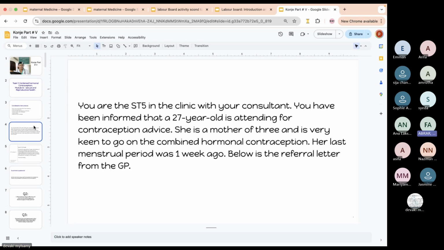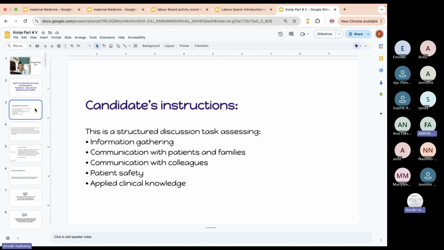Hello, I'm Fakia, one of the doctors in the clinic today. May I confirm your name and age, please? This is a structured discussion. Okay, so let's have it as a structured discussion. Hello, I'm Fakia, one of the exam candidates. I'm ready for the discussion.